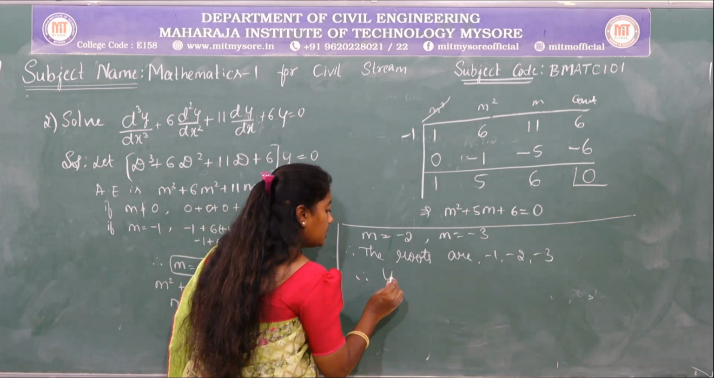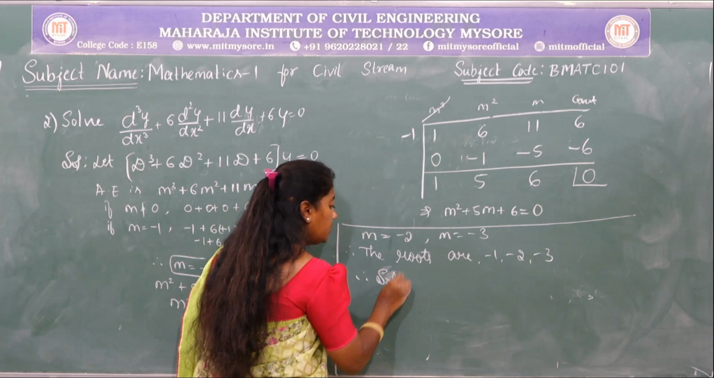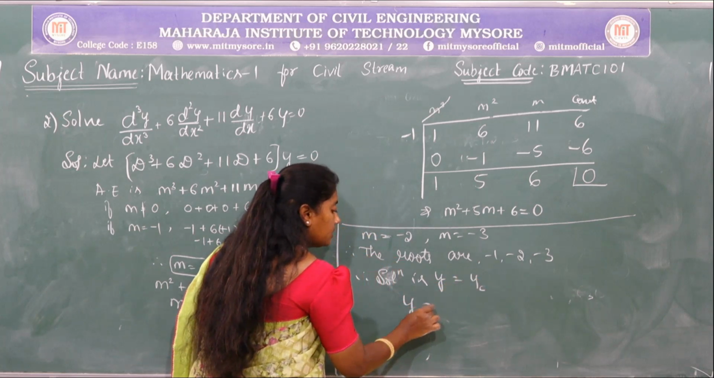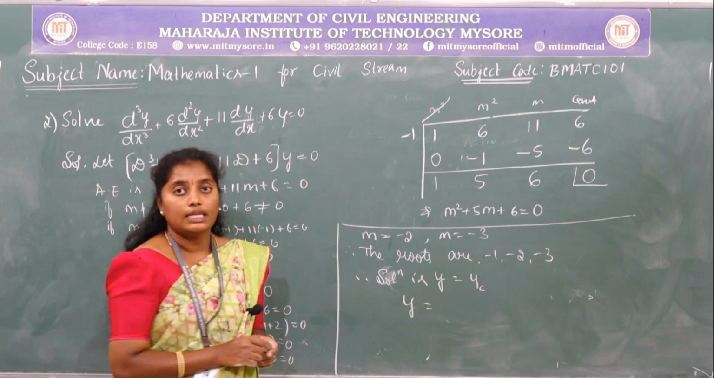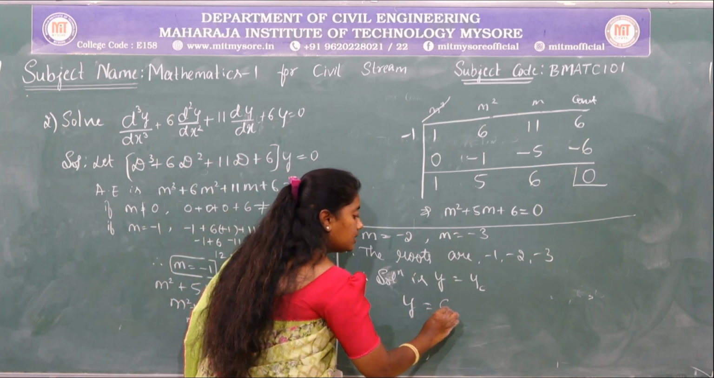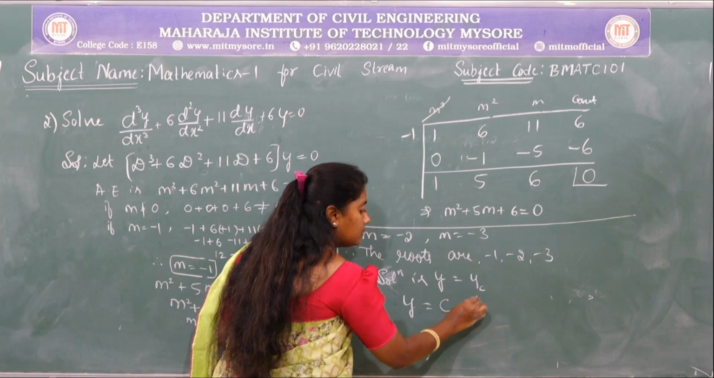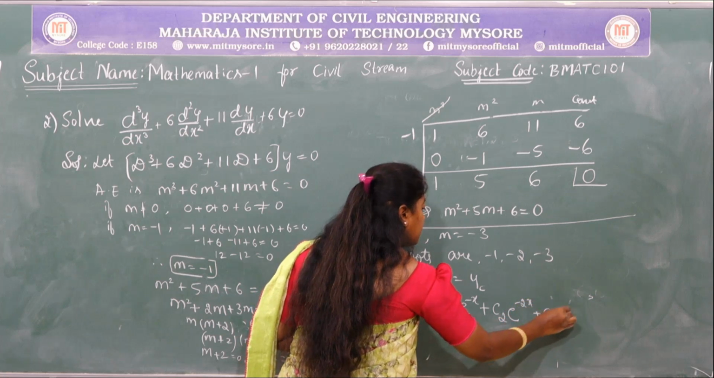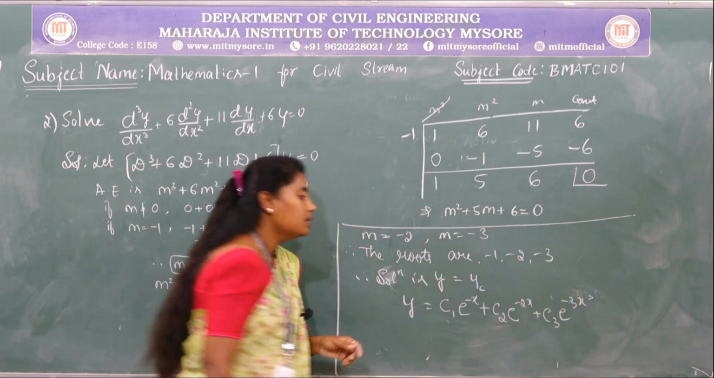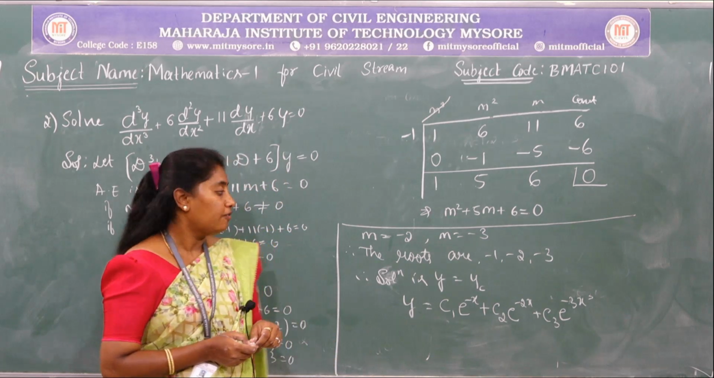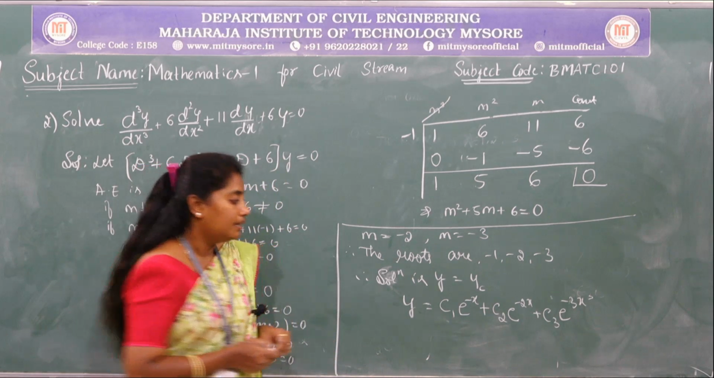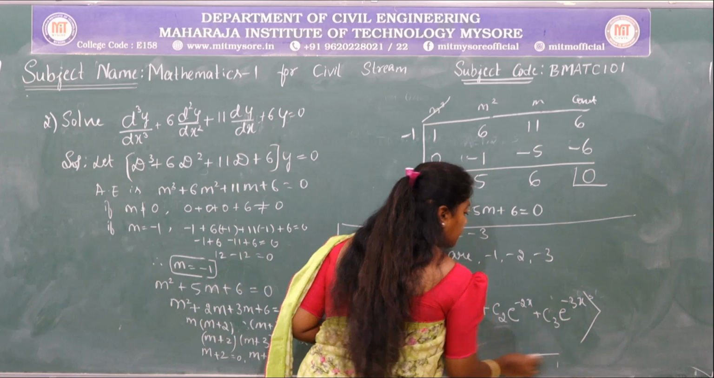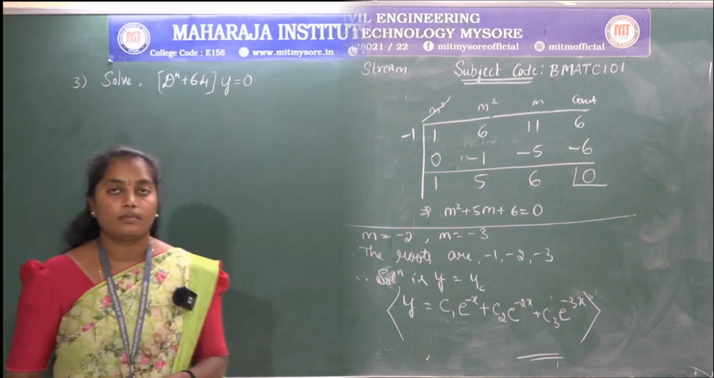Therefore the solution of the given differential equation is y is equal to yc. For distinct roots we have to take the case 1 solution, that is c1 e to the power of the first root plus c2 e to the power of the second root plus c3 e to the power of the last root. c1 e power minus x, c2 e power minus 2x, c3 e power minus 3x is the solution of the given differential equation.